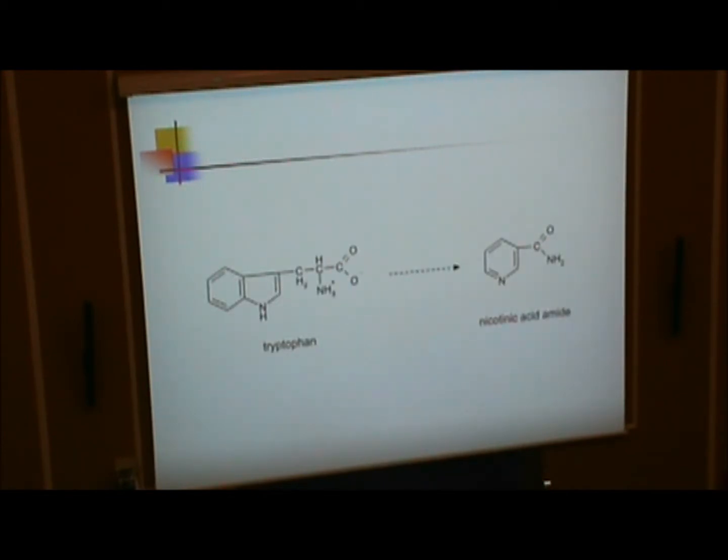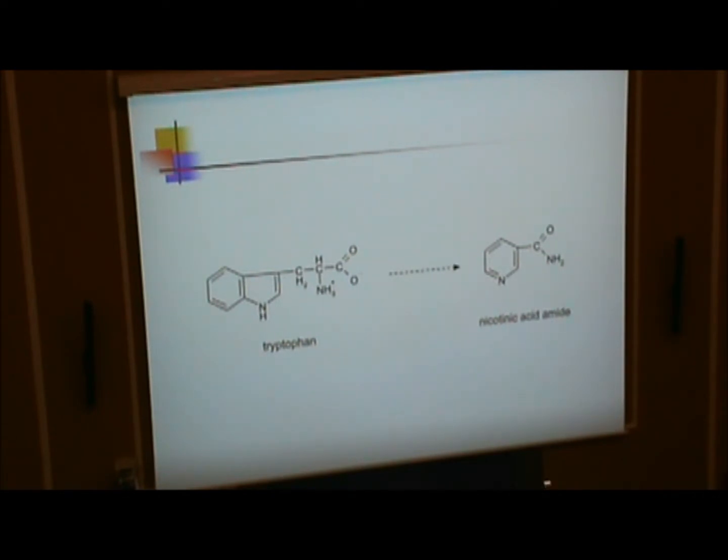The next biologically active substance produced from amino acids is nicotinic acid. As you already know, the nicotinic acid, it's better to say the amide of nicotinic acid, is a component of NAD plus and NADP plus. The nicotinic acid is produced from tryptophan.